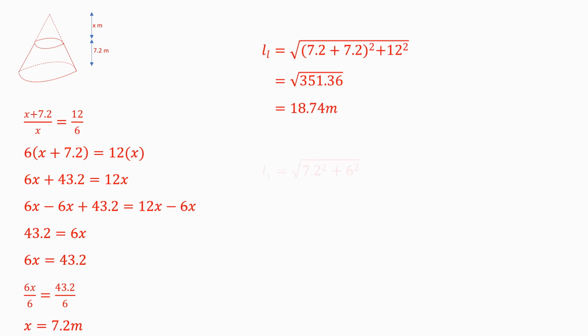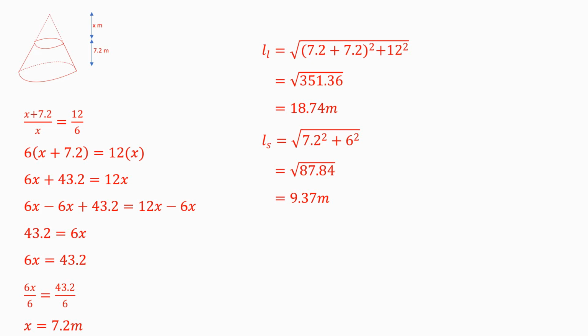And the slant height of the small cone is the height of the small cone, which is 7.2 meters, the x, plus the radius of the small cone, which is 6, squared, then the square root, which is the root of 87.84, which is equal to 9.37 meters. So we have the lengths of the slanting heights, and so the next step is to find the area of the curved surface. And we know that the area of the curved surface of a cone is equal to pi r L. But in our case, the tank is a frustum. So we shall find the curved area of the total big cone minus the curved area of the small cone in order to find the curved surface area of the frustum.